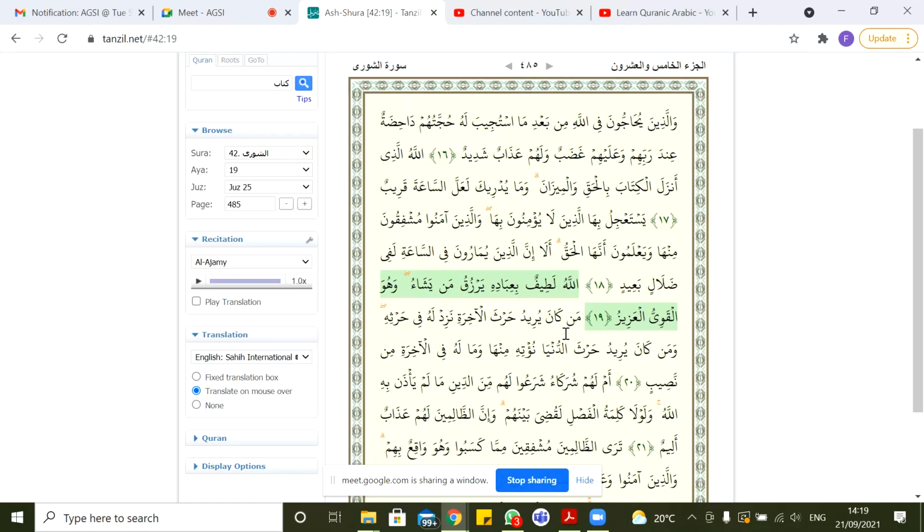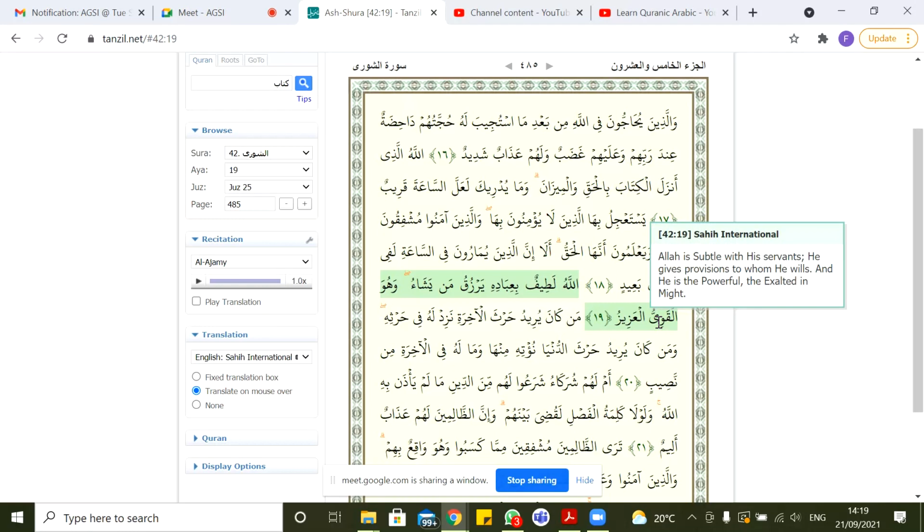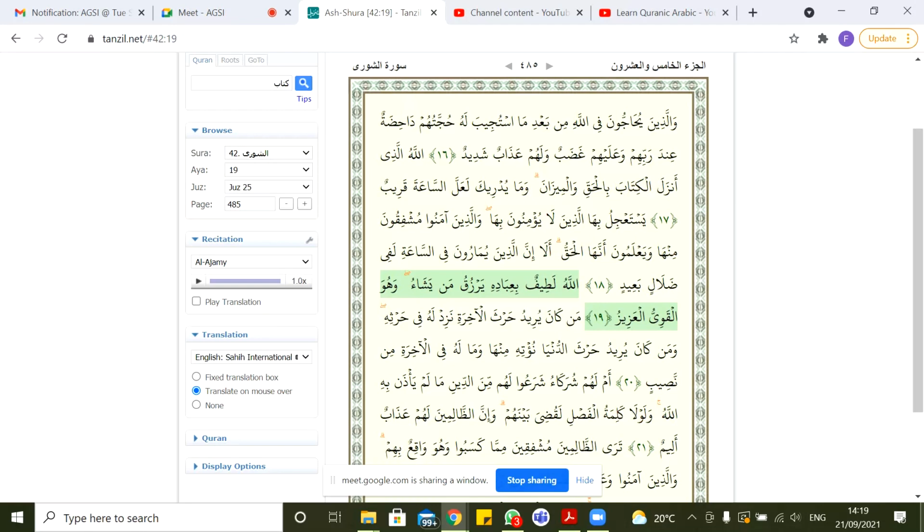Jazakallah. And what is the next word? We have the word Qawi. Al-Qawiyyu. And people who are doing the tajweed, how would you pronounce it? القوي. Al-Qawiyyu. Very good. So what is the meaning of Al-Qawiyyu?